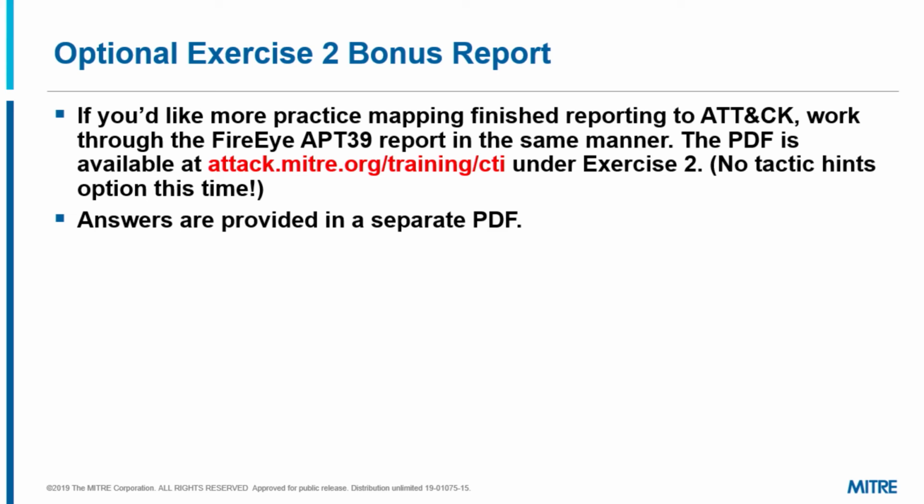If you'd like a little more practice mapping finished reporting to ATT&CK, we have an optional bonus report for you on APT39. This is an open source report from FireEye, and you can find this under the same section, Exercise 2, in attack.mitre.org/training/CTI. This time we're taking the training wheels off, so you don't have any tactic hints. We just have the highlights of the behaviors for you, and you'll need to go through that same process to identify the tactics and the techniques. We're not going to go through the answers here, but the answers are in a separate PDF for you to look at only after you finish the actual exercise, because I know none of you would cheat.